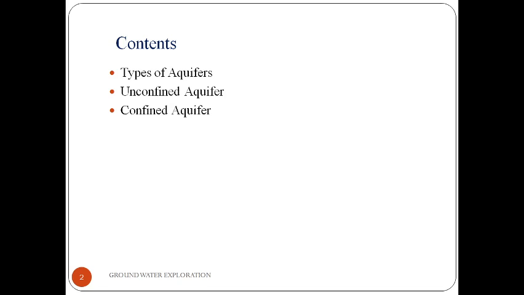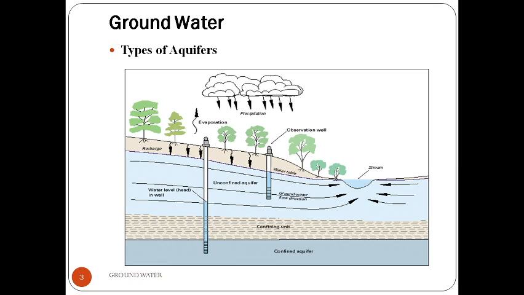In this session, we'll be learning about types of aquifers like unconfined aquifer and confined aquifer. Aquifers can basically be classified into three types: unconfined aquifer, confined aquifer, and leaky aquifer. Sometimes a fourth type of aquifer, known as perched aquifer, is mentioned, but it is not the focus of any groundwater exploration.